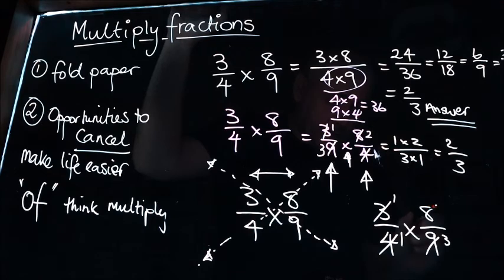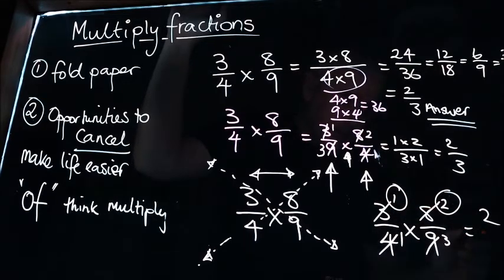Okay, a little bit smaller so I can keep track of things. So 4 goes into 8 twice. So what am I left with? I'm looking here, I've got 1 times 2, so that's equal to 2. And on the denominator, I've got 1 times 3, which is 3.